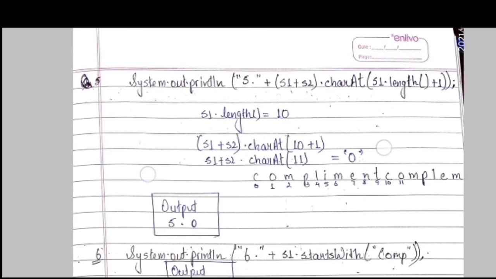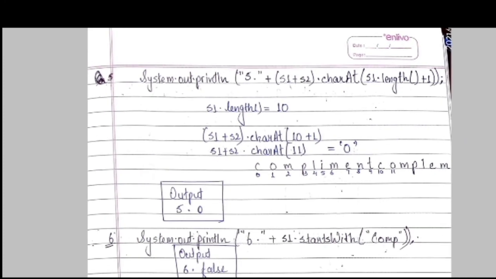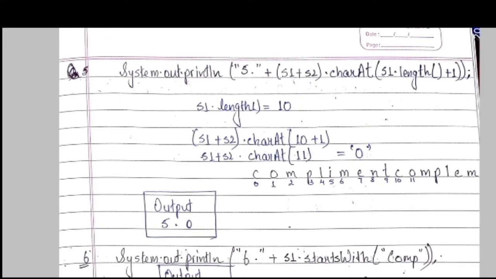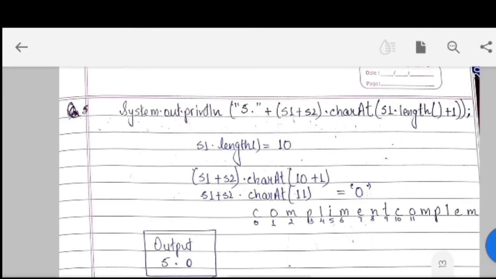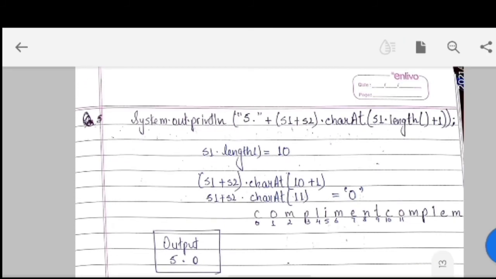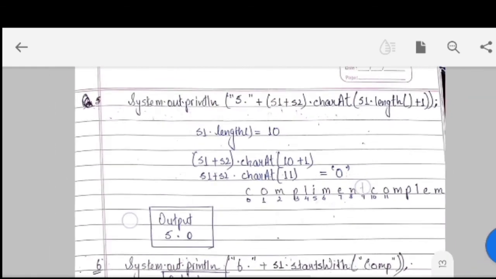The next code is as follows: (s1 + s2).charAt(s1.length() + 1). Here we can calculate that s1.length() is equal to 10, and after the concatenation of s1 plus s2, the char at 10 + 1, that is 11, is 'o'. As we can see clearly, at index 11, 'o' is present. Therefore the output of this code segment is 5. o.